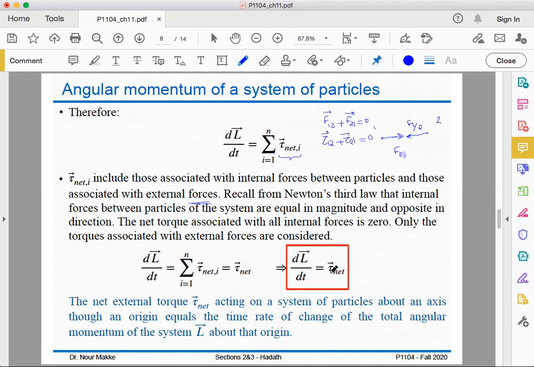And so this is why we can write down the derivative of the angular momentum of a system of particles with respect to time. It's given by tau net, or in other words, the net external torque acting on a system of particles about an axis through a given origin equals the time rate of change of the total angular momentum of the system L about that origin. Practically, the bigger the torque, the bigger the variation of the angular momentum L of this system of particles. And vice versa.